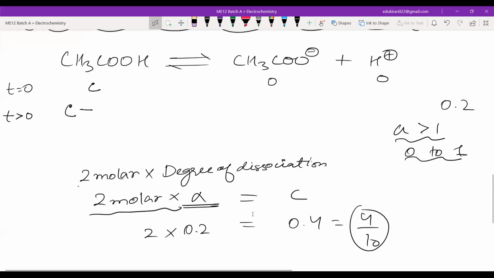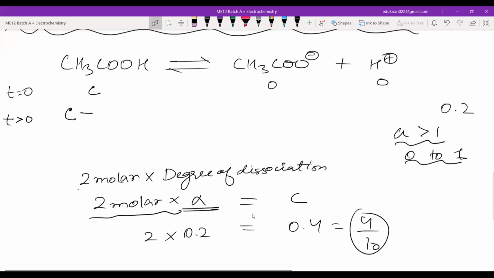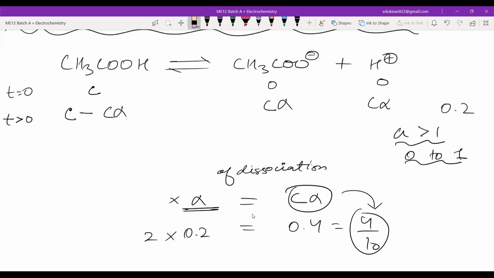Now, in the same way, a fraction of CH3COOH will be dissociated to CH3COO negative and H positive. How to calculate that fraction? That fraction can be calculated as C into alpha, where alpha is that of the particular electrolyte. So C minus C alpha gives you the fraction that has not been dissociated. If C alpha has been dissociated, then this will be formed as C alpha and this will also be formed as C alpha.